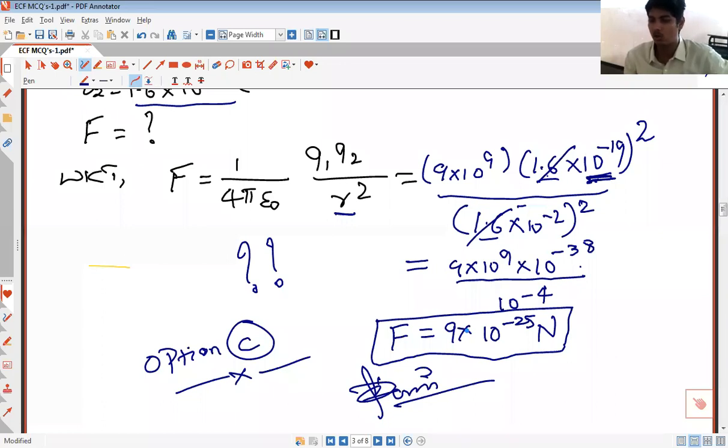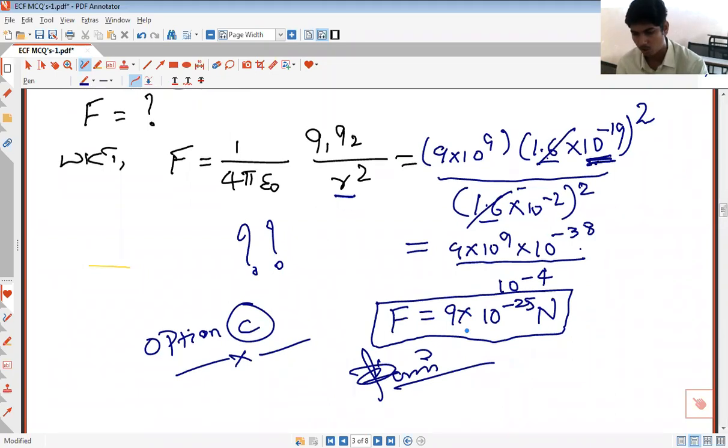I have written data to make things clear. You directly write the formula, substitute, get the answer. That's it, right? So we'll move on to the third problem.